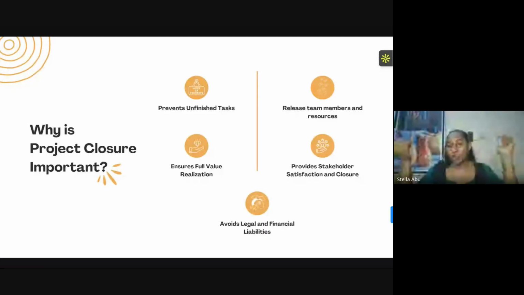In the case of normal closure, where your deliverable is right and everything is okay, it's not like your project was terminated or your project failed. At least that will ensure that you got the full value of what you need to get, right?